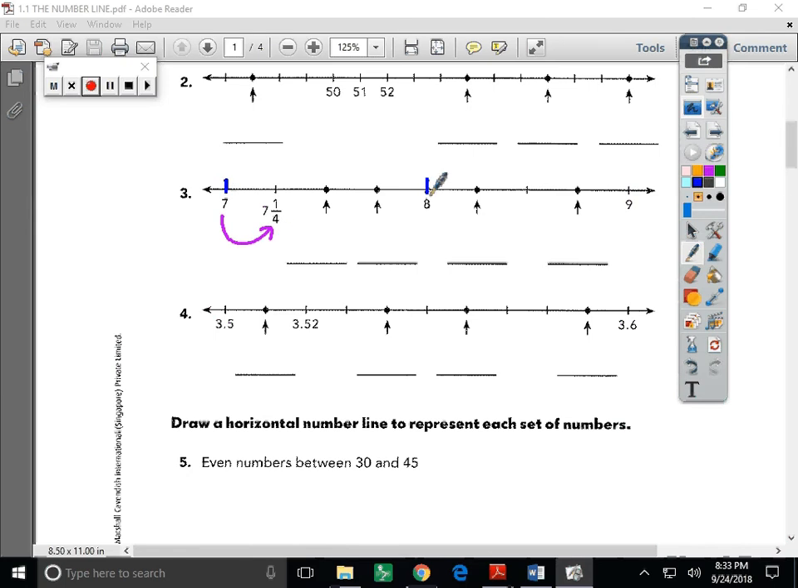Well, I notice that there are 1, 2, 3, 4 intervals. If there's 4 intervals, they must be counting by fourths. 4 intervals means I have fourths happening here. Well, if that's true, and I start at 7, 7 plus 1/4 gets me 7 1/4. And plus another 1/4 would get me 7 2/4.